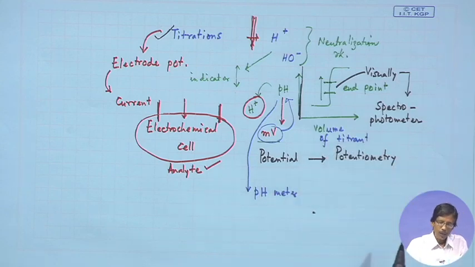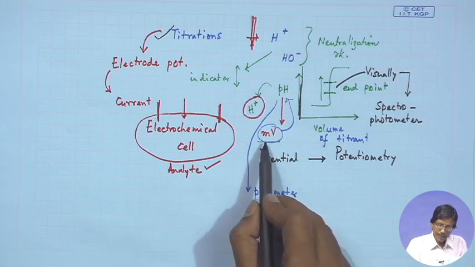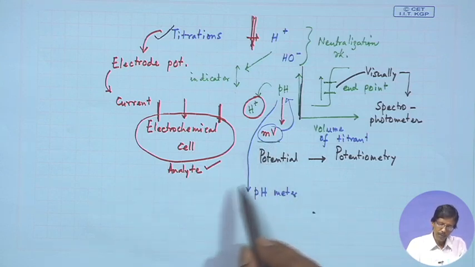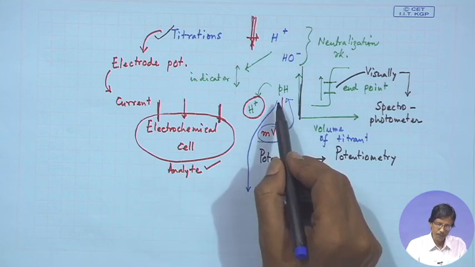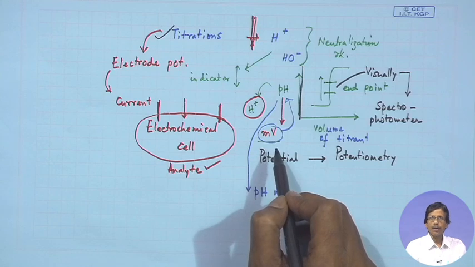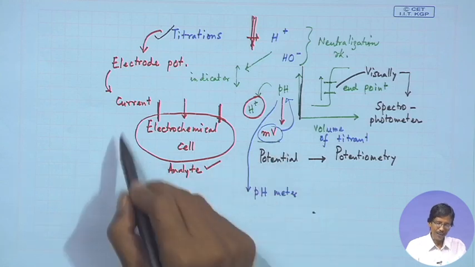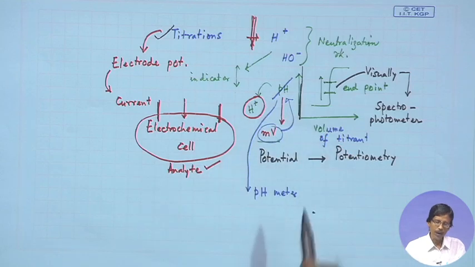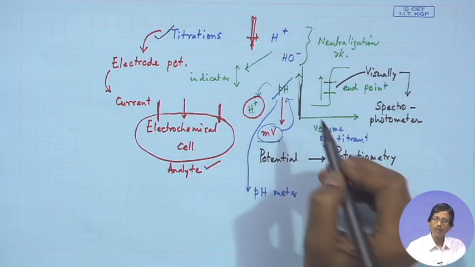Okay. So, if the pH meter is available to measure the pH, and one of the parameters is obtained by measuring the corresponding voltage of the electrochemical cell, then instead of plotting these pH values, we can plot these millivolt values over there.